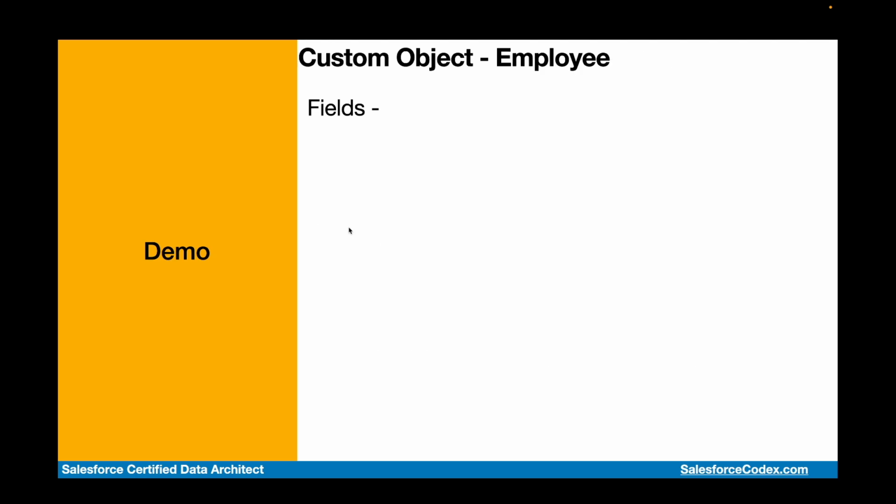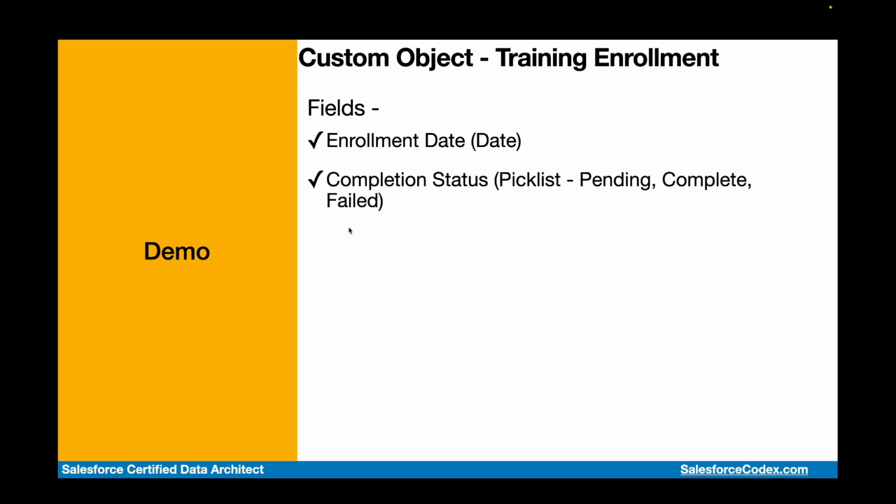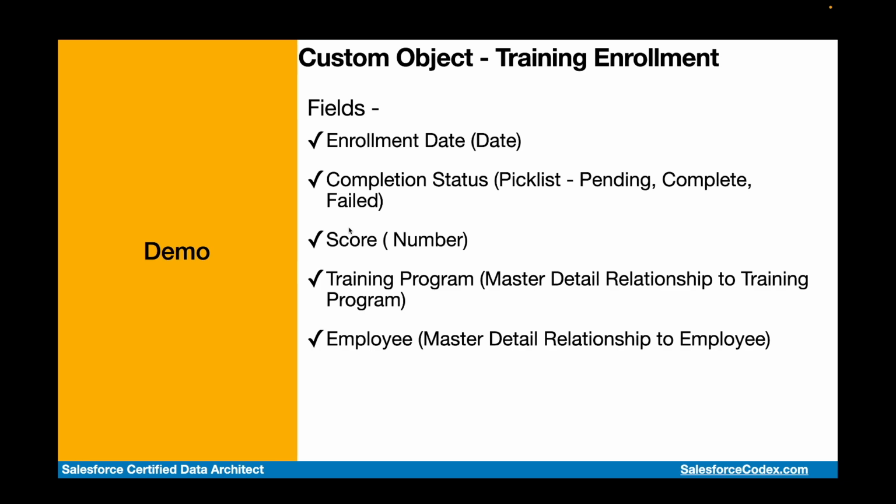Another object will be employee. Employee is basically who will get the training. In employee, the employer is a lookup relationship to the account. Then we have a training enrollment object, which is the junction object, where we can have training program and employee as master-detail relationships. So let's create these objects in Salesforce Schema Builder.